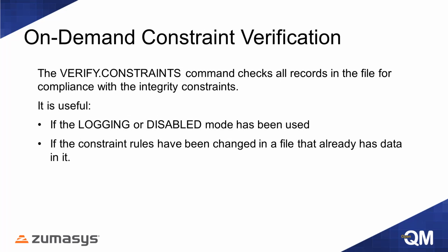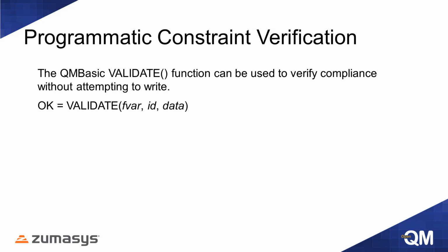We can do on-demand constraint verification when we need to with a verify constraints command. And this goes through the file looking at all the records that are already stored there, checking whether they comply with the constraints. And it's useful if you've used either the logging or disabled modes, and it's useful if the constraint rules have been changed in a file that already has data in it. We can check that the data that's already there complies. And for programming purposes, the QMBasic validate function can be used to verify compliance without attempting to write. So simply saying, if I were to write this data, would it be acceptable?